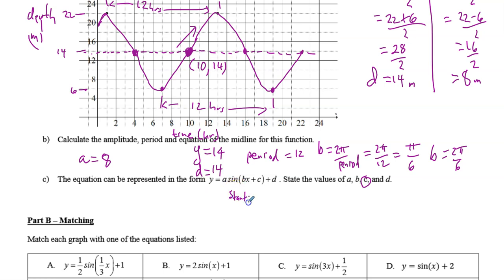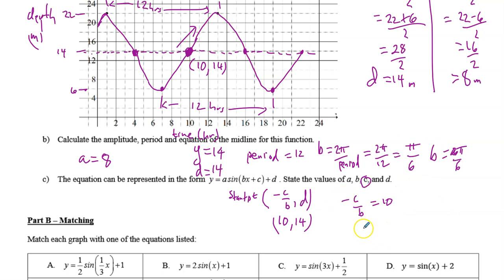From the formula above, the start point is negative C over B, comma, D. Well, that's 10, comma, 14. So D is 14, so that's no surprise. We already know that. But that means that negative C over B is equal to 10. Let's take a look at this. We know what B is. It's pi over 6. I don't know why I put a 2 in there. It's 2 pi over 12, or pi over 6.